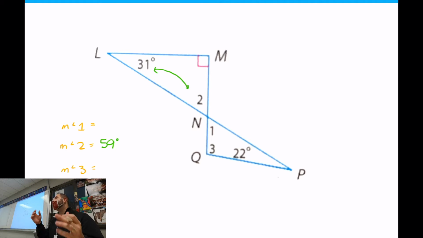So somebody else now that we know angle 2 is a 59. In fact, I'm going to mark that on my picture. Let me erase this number and put a 59 in that spot.